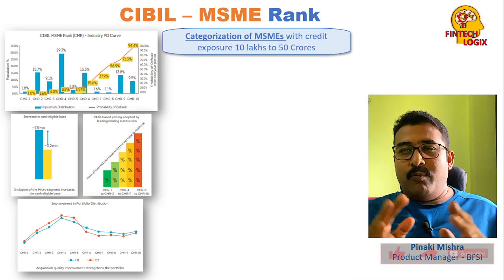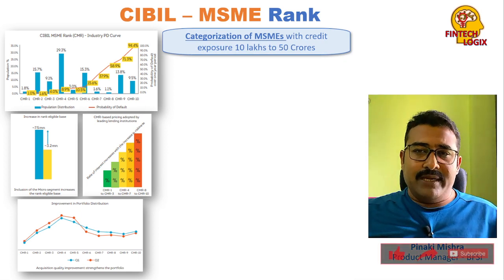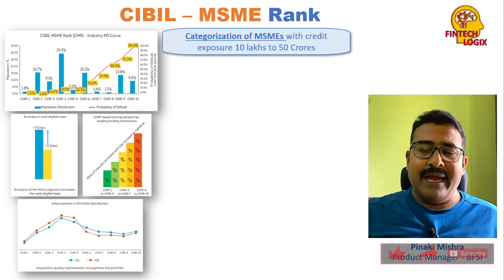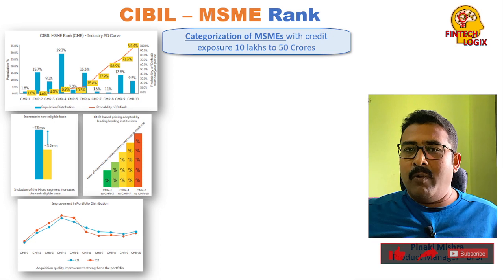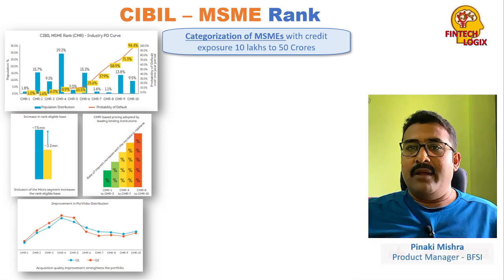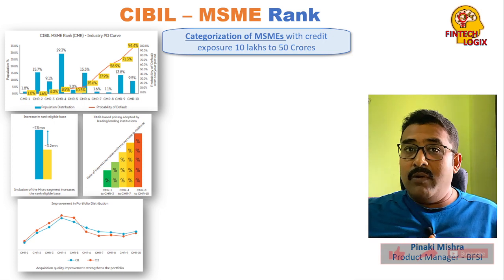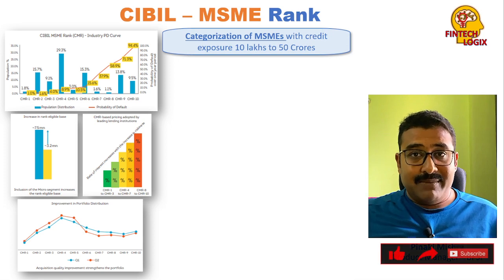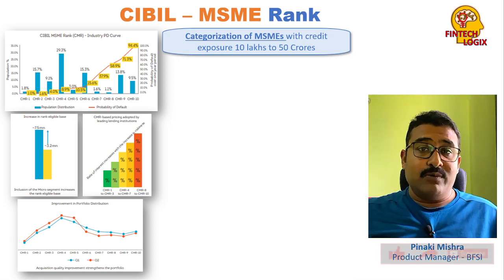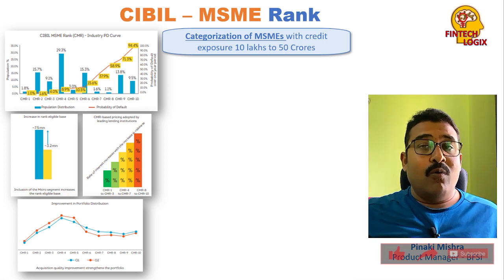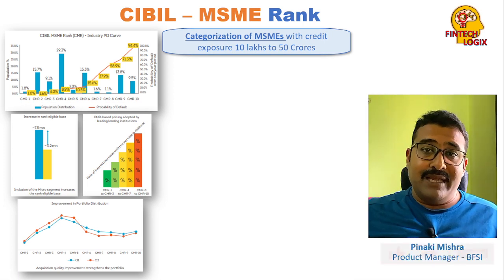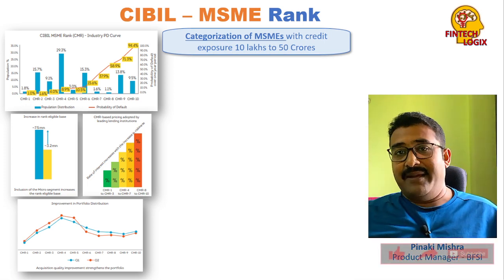Now, what categorization we are doing here is that specifically we are looking at MSMEs with credit exposure of 10 lakh to 50 crores. Now, one caution that you have to keep in mind is that we are talking about a tool from CIBIL. So if it is a new-to-credit MSME, then their data may not be there. So we are talking about the MSMEs who have an exposure in this segment. For the 10 lakhs to 50 crore segment, whichever MSMEs are there, CIBIL can help us get this rank.